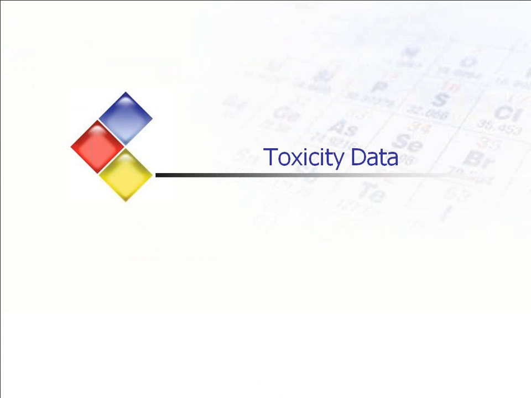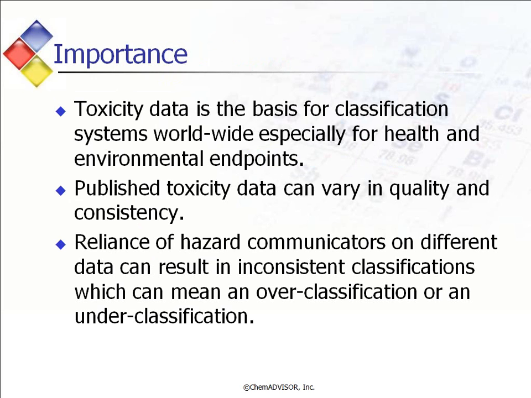Toxicity data, we have a wide variety of data from sources that have been reviewed, peer-reviewed, and validated. Published toxicity data can vary widely in the quality of the data and consistency and reproducibility of the endpoints. And inconsistent classifications based on a specific toxicity value used can lead to eventual overclassification or underclassification.